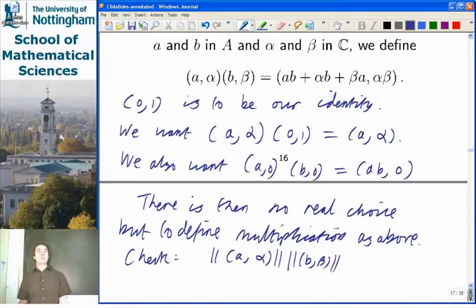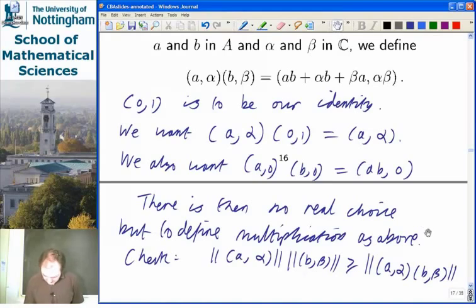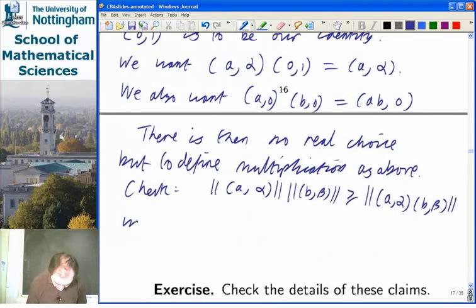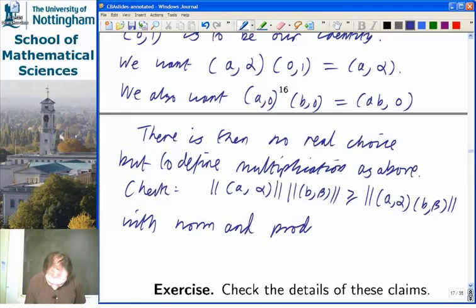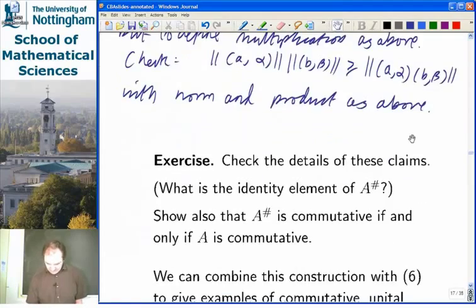With the norm we defined above, I need that to be greater than or equal to the norm of A alpha times B beta, with the norm and product as above. And that's this exercise here, where you have to, I've already told you the answer to that.